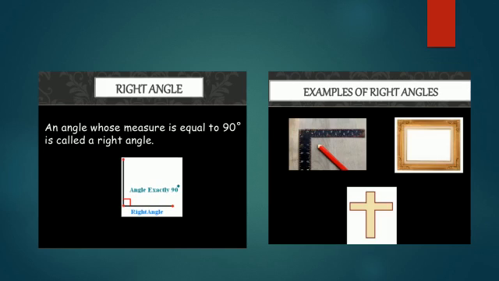Right angle, an angle whose measure is equal to 90 degree, that is exactly 90 degree we call as right angle. You can see the examples of right angles, that is edges of scale, edges of photo frame and symbol.